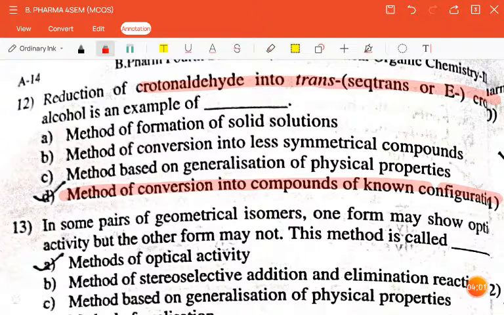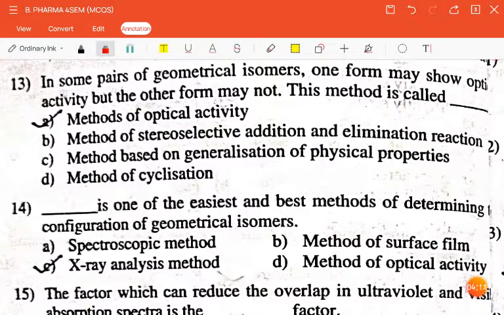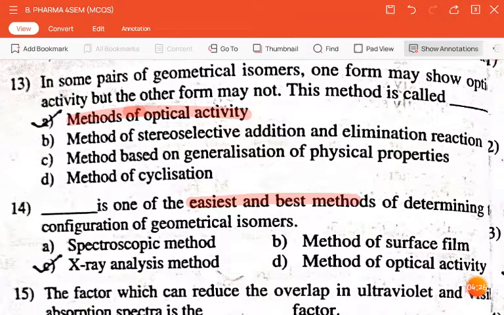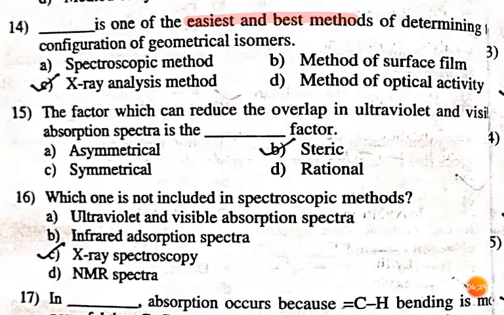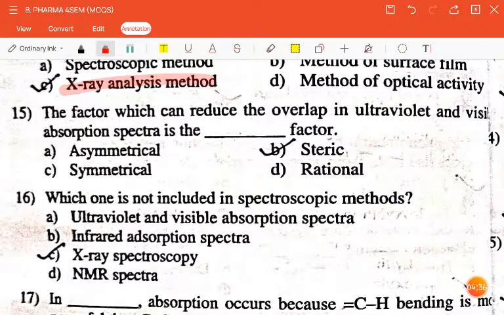The next question is, in some pairs of geometrical isomers, one form may show optical activity but the other form may not. This method is called method of optical activity. The next question is, dash is one of the easiest and the best methods of determining the configuration of geometrical isomers. Spectroscopic method, method of surface films, X-ray analysis method, or method of optical activity. So the correct answer is X-ray analysis method. The next question is, factor which can reduce the overlap in ultraviolet and visible absorption spectra is the dash factor. Asymmetrical, symmetrical, steric, rotational. So the correct answer is steric.